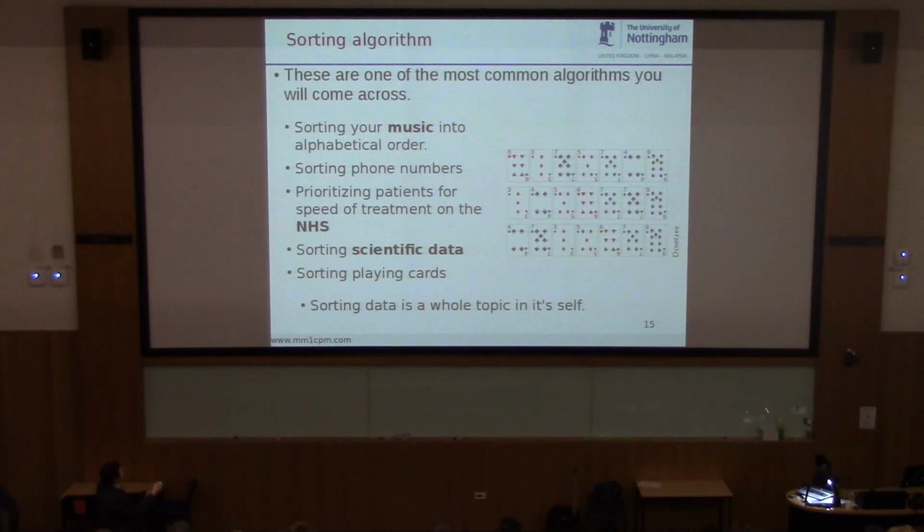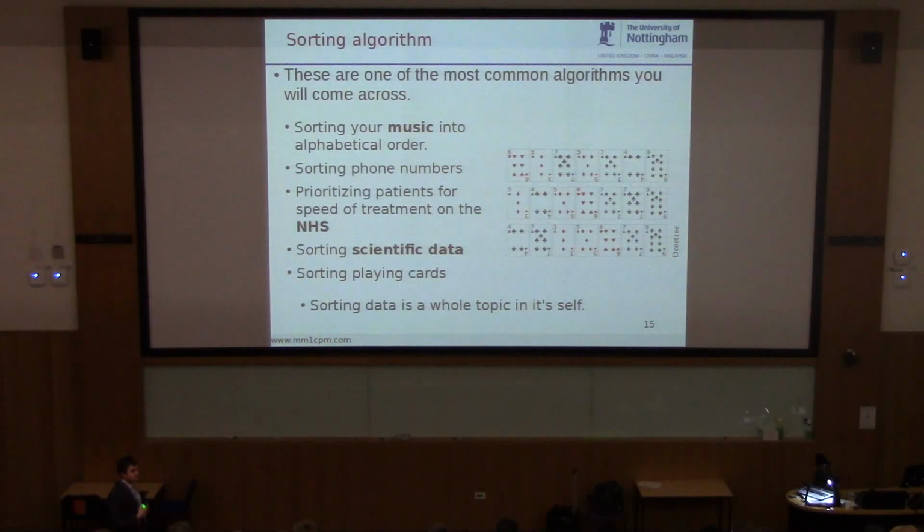A slightly more complicated sorting algorithm might be priorities on the NHS waiting list. If you're going in for some cosmetic surgery to make you look a bit prettier or something, that's probably not very important. But if you've got a life-threatening cancer, that's very important. So somebody in the NHS has written a sorting algorithm to sort the importance of the operation. The critical operations go first, the less critical operations go last. So that's another example of a sorting algorithm.